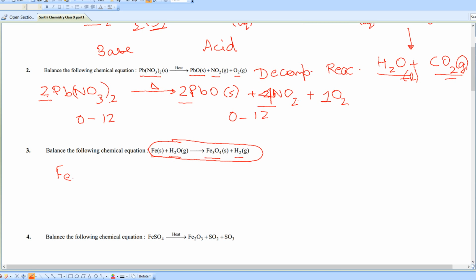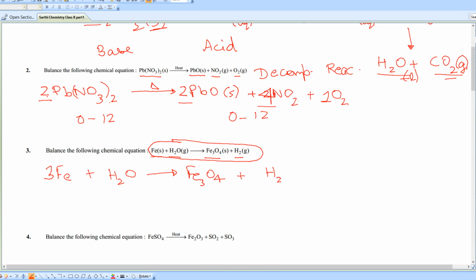We'll write Fe plus H2O giving me Fe3O4 plus H2 gas. Now we will first balance the metal atom. Here on the left hand side we have 1 atom of iron, but on the right hand side we have 3 atoms of iron. So simply we will put 3 here. Now iron is balanced. What about oxygen and hydrogen?